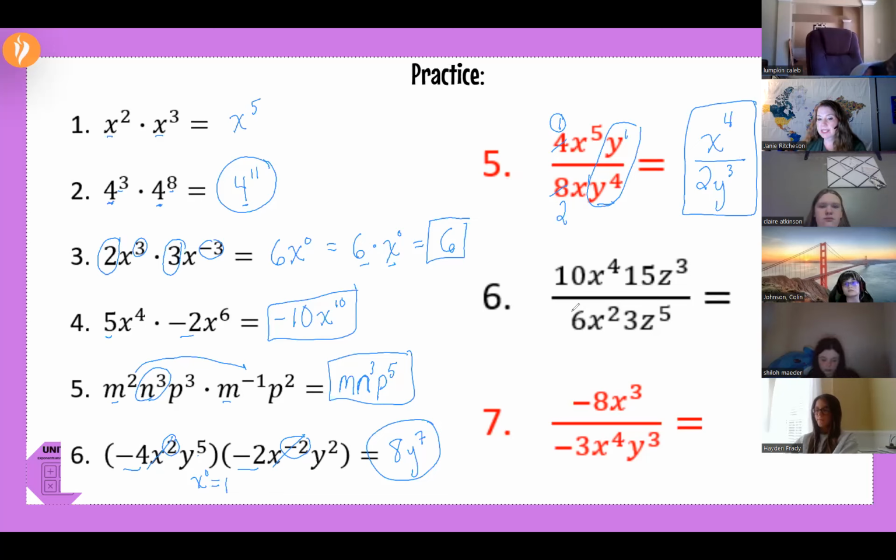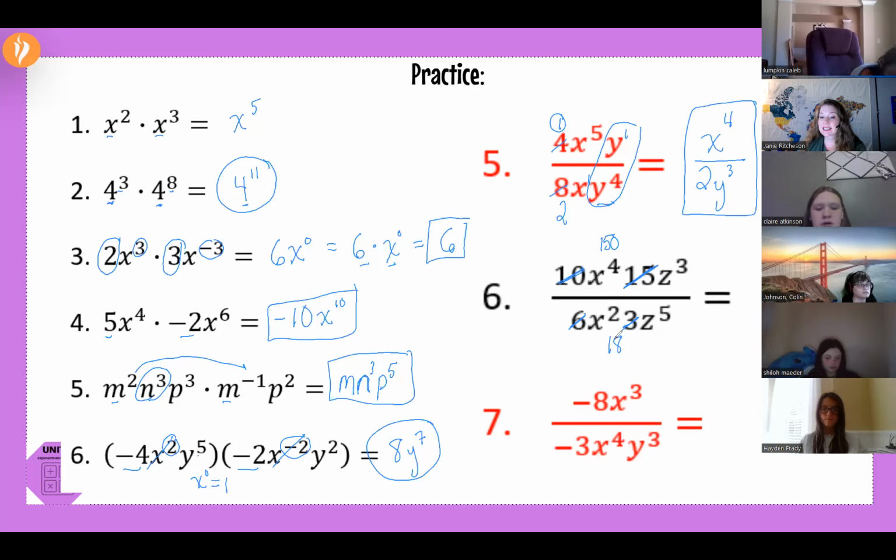Now on number 6, I don't know why this is separated, but 15 times 10 is 150. Okay, so I'm just going to write it like this. 10 times 15 is 150. And then 6 times 3 is 18. So I guess I could divide 150 and 18 by 3.